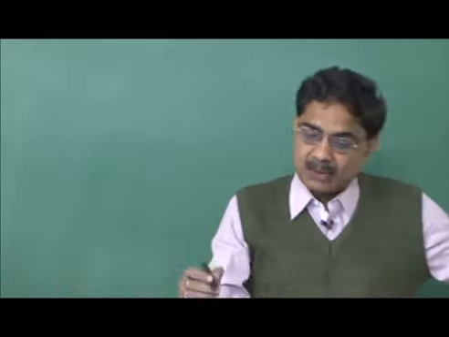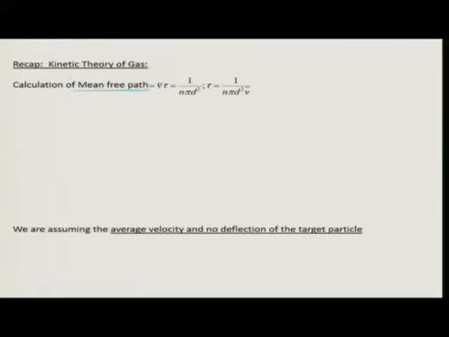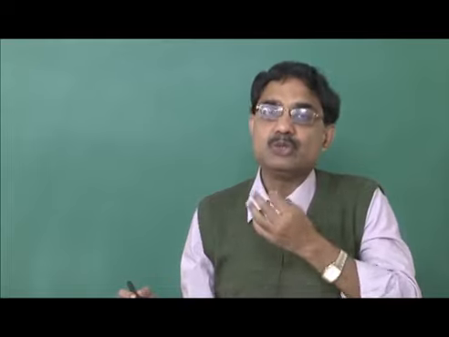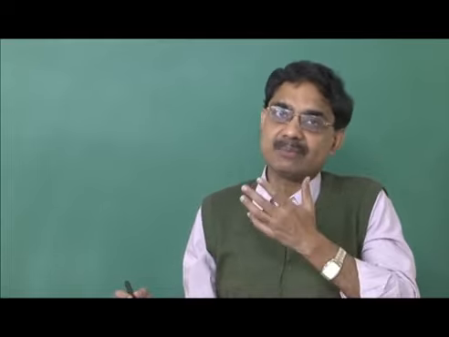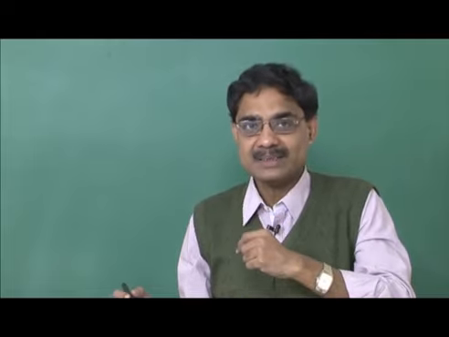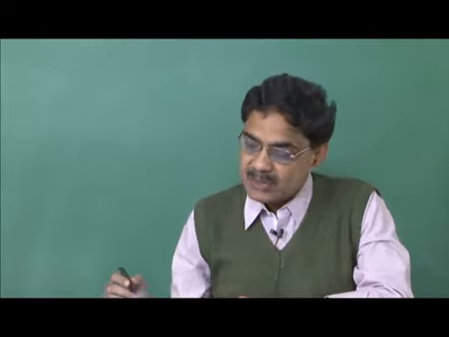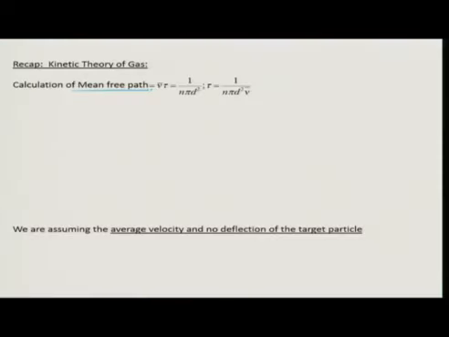So, we calculated the mean free path. What is this quantity? This quantity is the distance traversed by a molecule between two successive collisions. Since we are talking about kinetic theory, I need not remind you this is the average distance. And this quantity is actually given in terms of average velocity and time between two successive collisions, which we calculated, and that gives me the mean free path, which is 1 by n pi d square, where d is the diameter of the molecule and n is the number density.